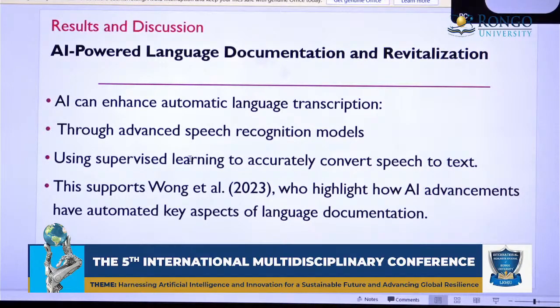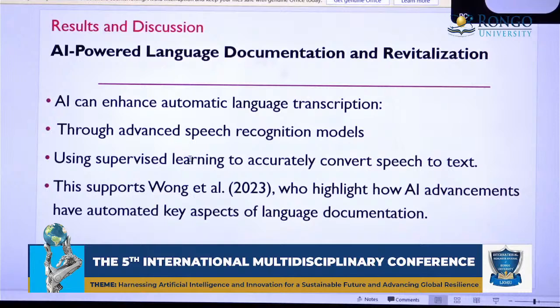And this can happen because AI is able to enhance automatic language transcription, through advanced speech recognition models and also using supervised learning to accurately convert speech to text. But we find that because our languages are not much documented in the technology, there is a gap which, when innovated, is able to document our languages.